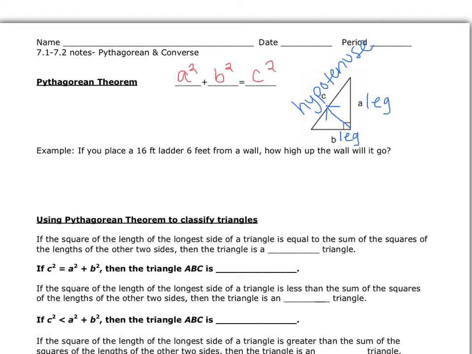So now, for example, if you place a 16-foot ladder, so we're going to have a 16-foot ladder. All right, so this is our ladder. Remember, when you place a ladder up against a wall, it is never straight up and down. It has to be laying on the diagonal. It is going to be 6 feet from the wall. So there's 6 feet from the wall. This is going to be then our wall.